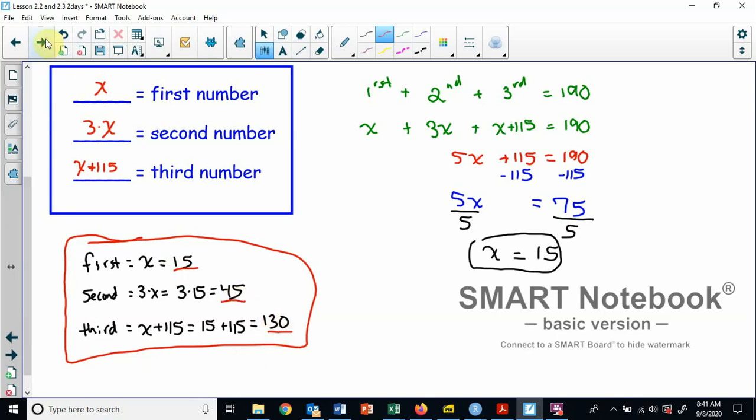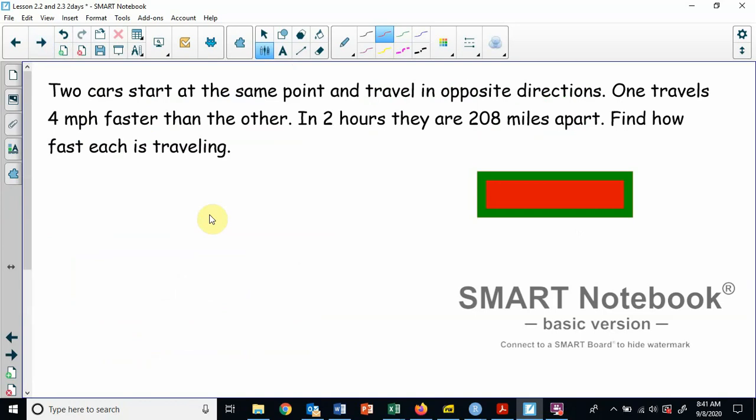Okay, let's go on to our next problem. All right, so we're going to need to, once again, first define a variable, set up an equation, and answer the question. Okay. So let's look at this. 2 cars start at the same point and travel in opposite directions. So let's kind of draw what we have. 2 cars are starting at the same point.